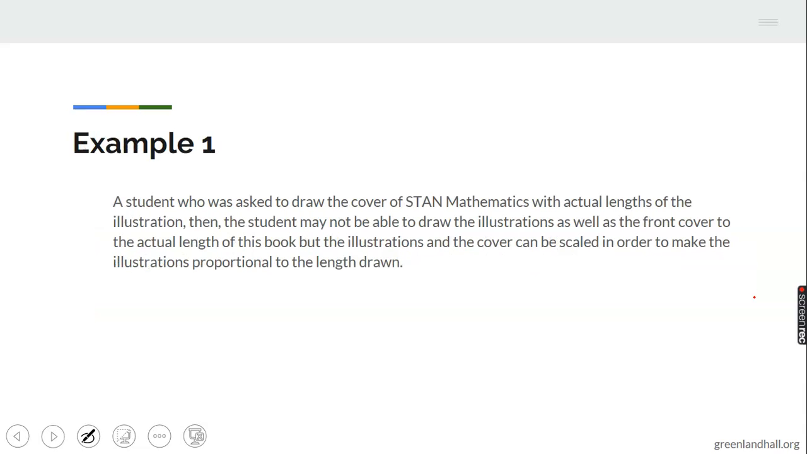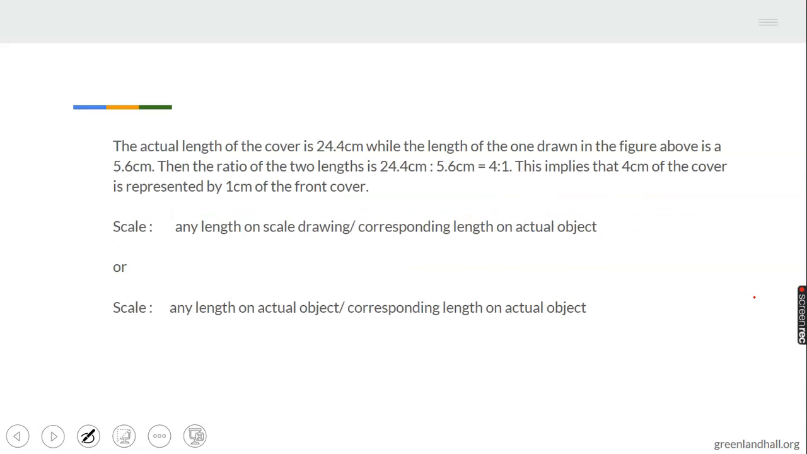Now let's look at the first example that we have here. We have a student who was asked to draw the cover of Stern Mathematics with the actual length of the illustration. The student may not be able to draw the illustrations as well as the front cover at the actual length of this book, but the illustrations and the cover can be scaled in order to make the illustrations proportional to the length drawn. Now let's look at this in full details.